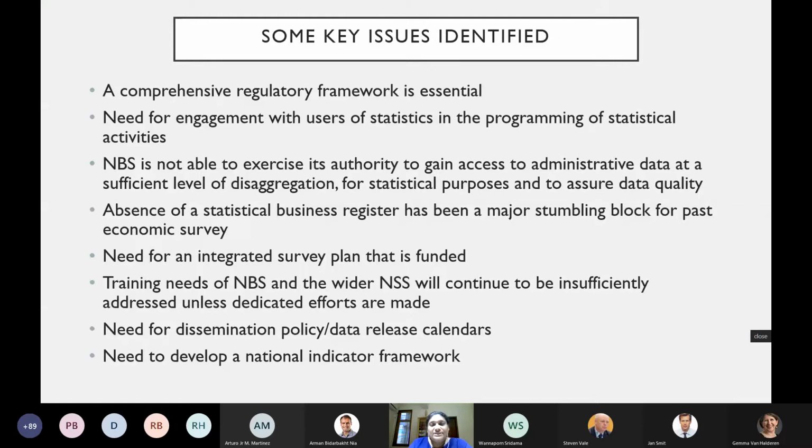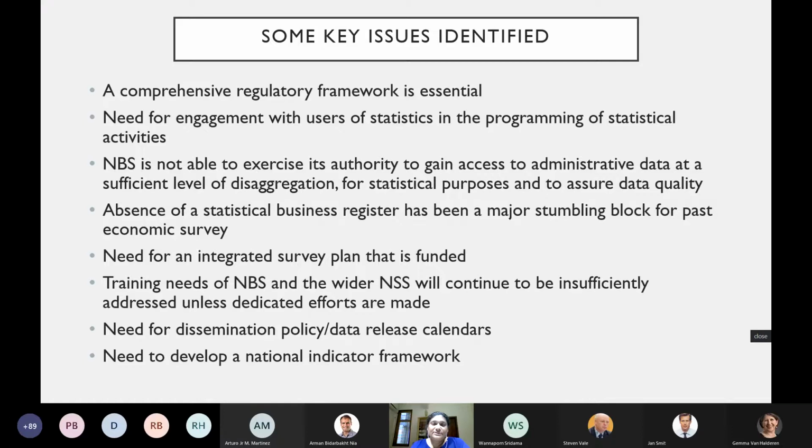And the training needs of the statistics bureau as well as the wider national statistical system is something we still need a lot of support for, because we don't have a proper mechanism at the university level. Also, there's still no statistics offered, although we have been working a lot on trying to formulate such a mechanism. So there's no proper mechanism to train the people who are working in statistics, and the dissemination policy, release calendar. Those are the areas that need to be improved, and also to develop a national indicator framework. That was one of the suggestions that were provided. So these were some of the key areas that were identified and that we are working on to improve.